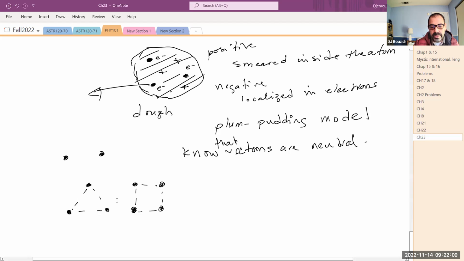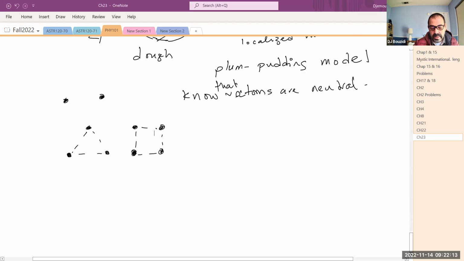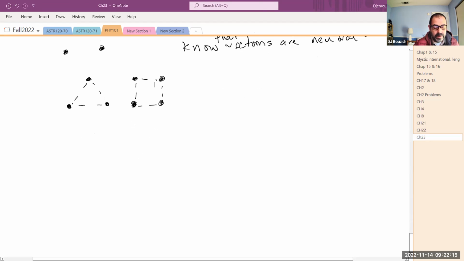He had a student, Mr. Thompson, and that student's name was Rutherford, who came from, what is that island next to Australia? Sorry.